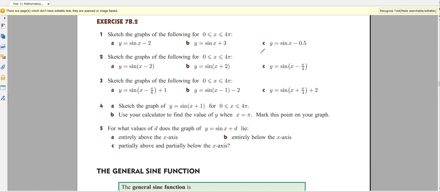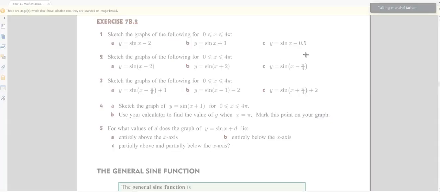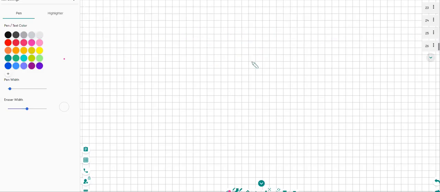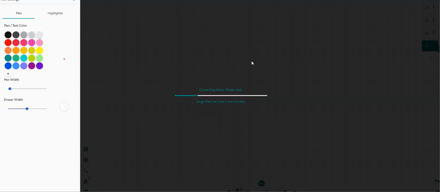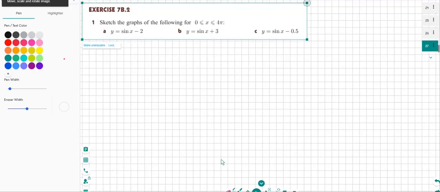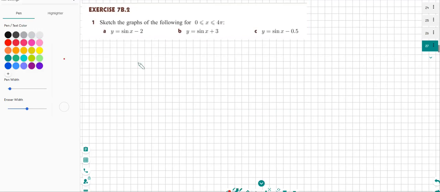Okay, like this exercise 7b.2, sketch the graph of the following for 0 to 4 pi. The first function is sine x minus 2. So we try this one first to understand how to shift the function vertically, or translate the function vertically, right? Yep. Sketch the graph of the following for 0 to 4 pi.